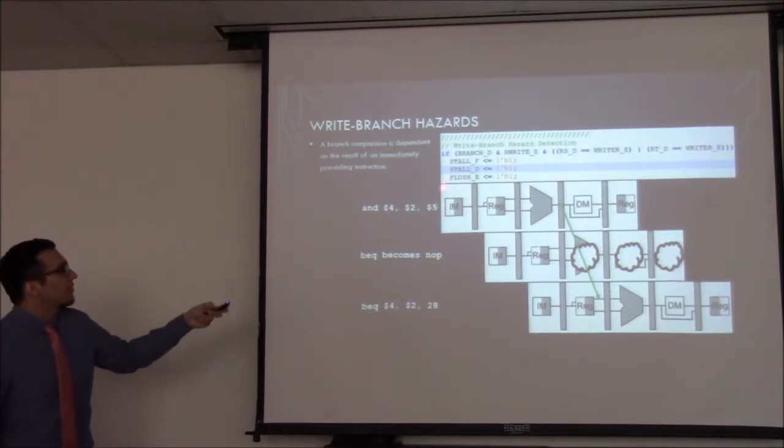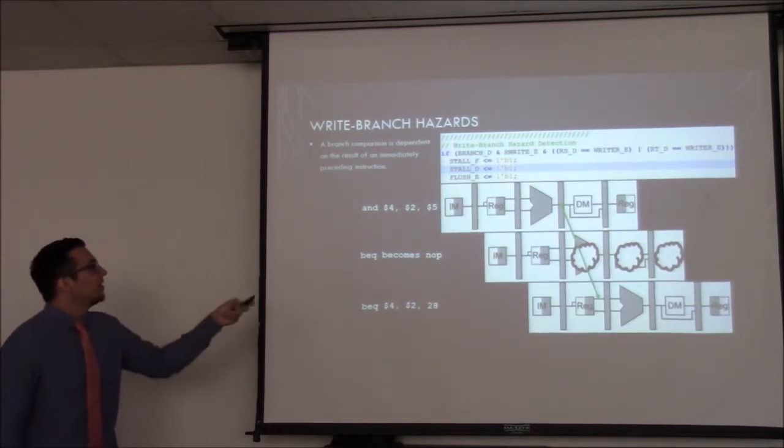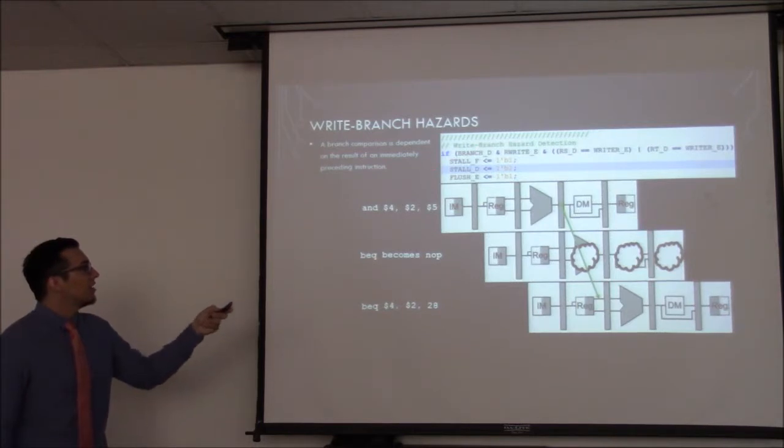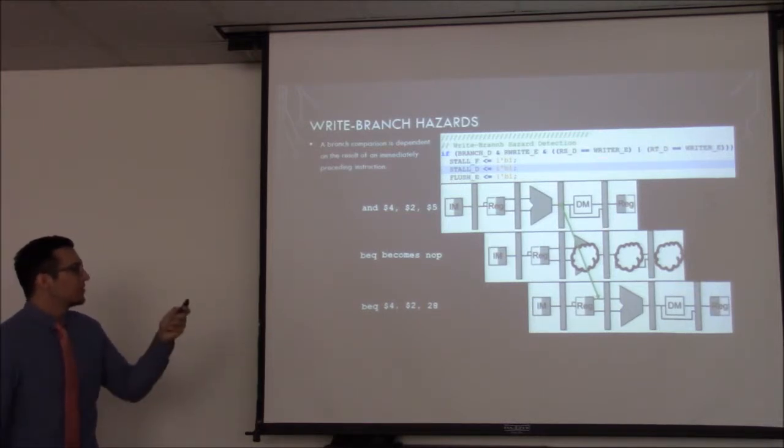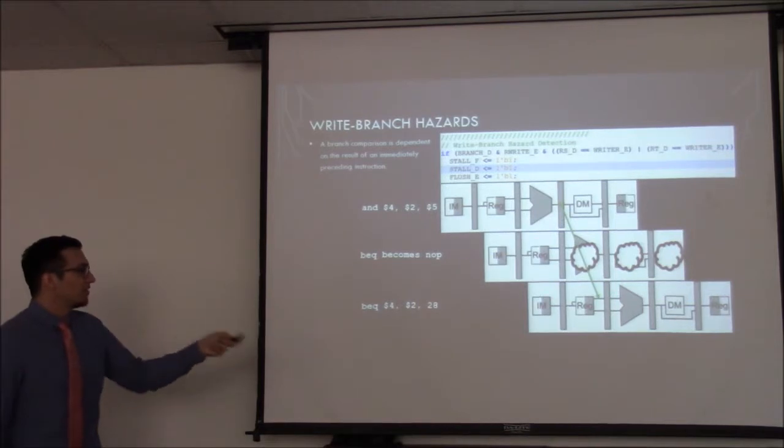Again, we have our Verilog implementation up top. It will check if the current instruction is a branch, if the previous instruction wrote to a register, and if so, if that destination matches our source register addresses. If so, it will insert the stall as shown here.